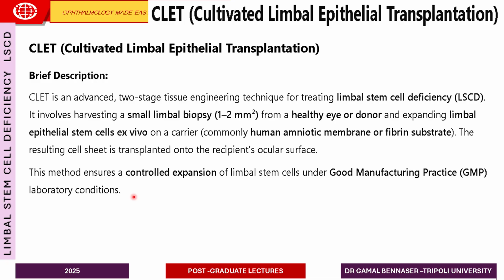And once this is taken, it is grown in a special culture, usually human amniotic membrane or fibrin substrate, for 2 to 3 weeks in the lab. And this lab should have a good standard with the GMP certificate, to avoid other complications due to this tissue expansion, like infection and contamination.